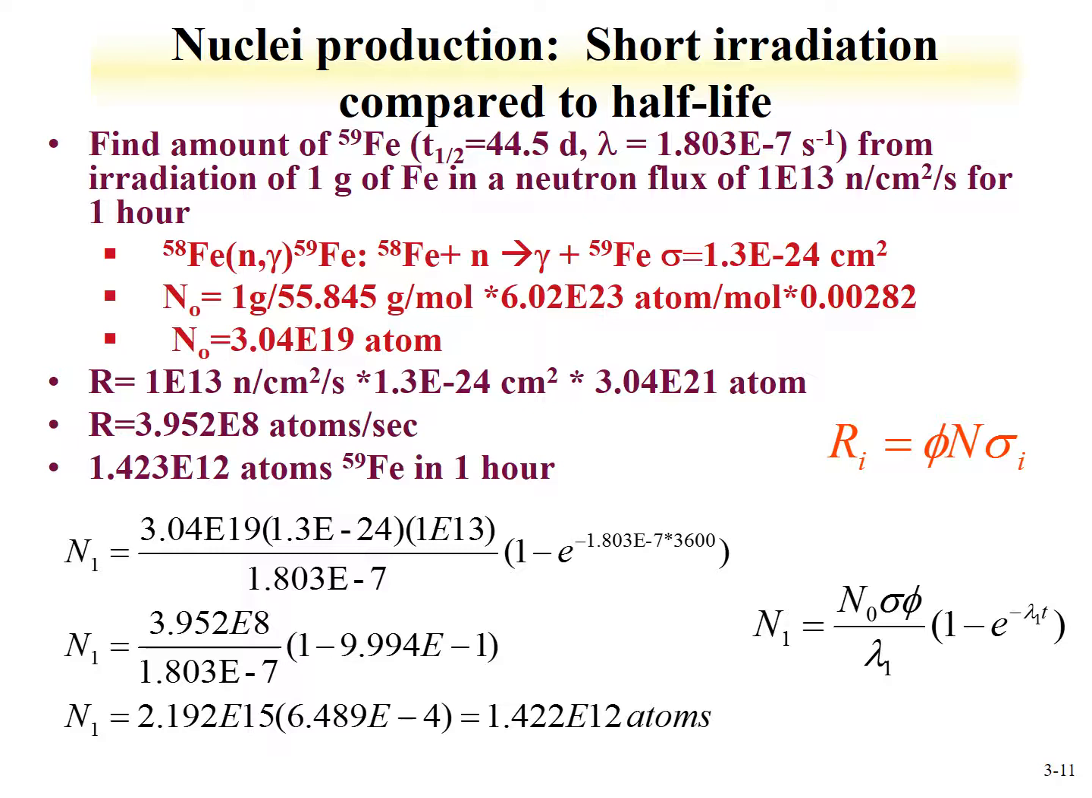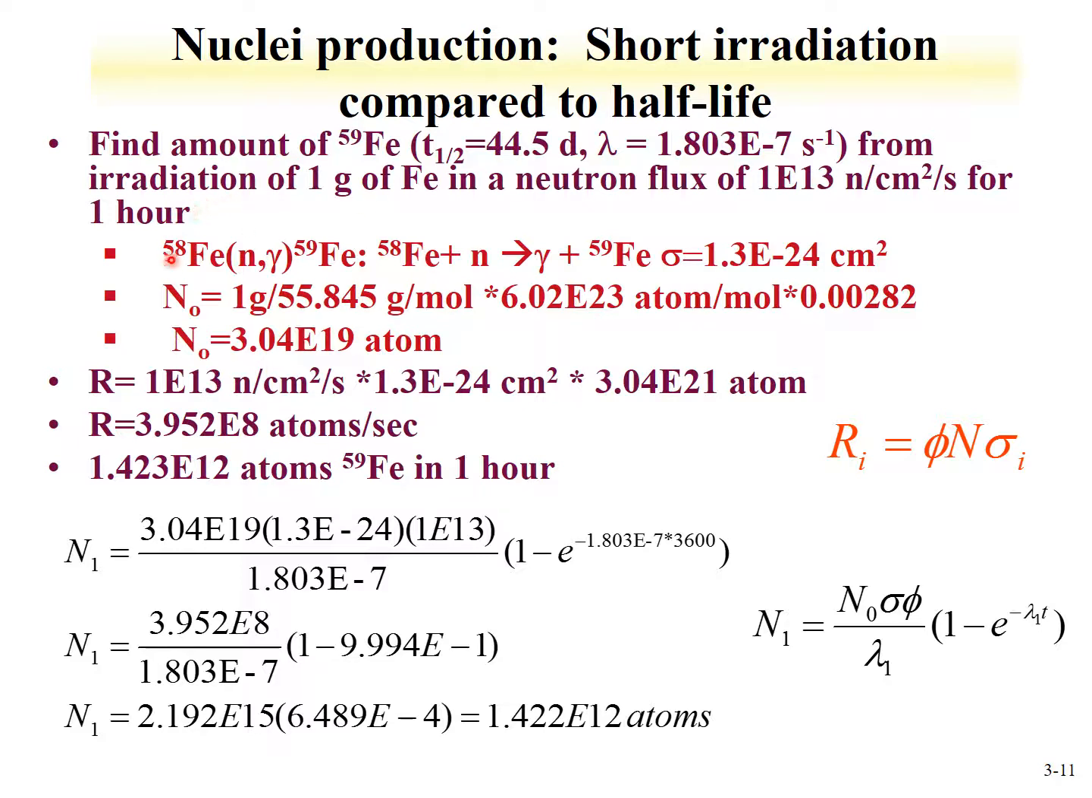Let's do some calculations. Let's start off with something fairly straightforward. Let's say that the irradiation is short compared to the half-life of the product isotope we've made. And in this case, let's find the amount of iron-59 that we make from irradiating 1 gram of iron in a neutron flux of 1 times 10 to the 13th neutrons per centimeter squared per second for 1 hour. So the half-life is 44 days, and we're going to irradiate for an hour. So the irradiation time is short compared to the half-life.